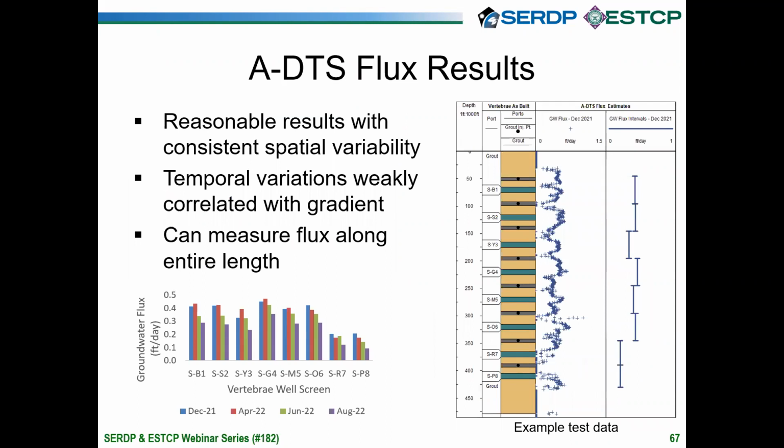Overall, we felt the DTS method performed quite well. The results were reasonable and exhibited spatial variability. The graph on the right shows the well construction in the colored column, with the continuous and average flux values in the next columns to the right. The graph on the bottom left shows groundwater flux for each screen for each of the 4 monitoring intervals that were calculated from this method.